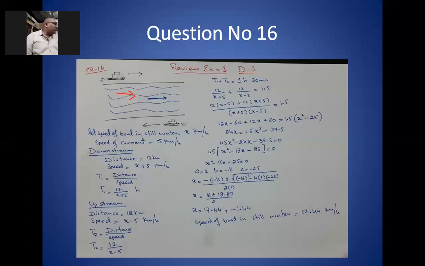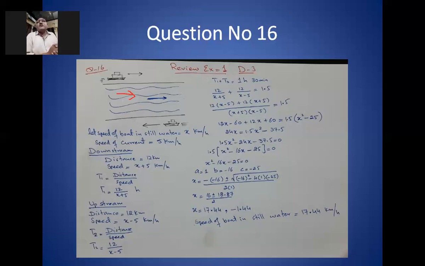So their question was, what is the speed of the boat in the still water? The speed of the boat in the still water, we supposed, is x. Here you got two values of the x. The one is negative, you neglect it. We don't want that negative value. This can be the answer, 17.44. So the speed of the boat in the still water is equal to 17.44 kilometers per hour.